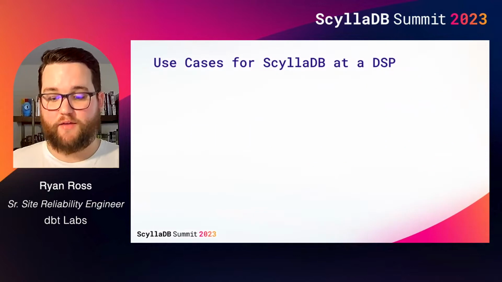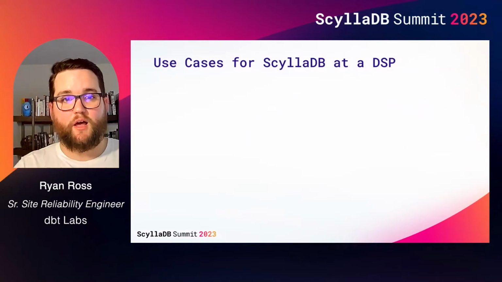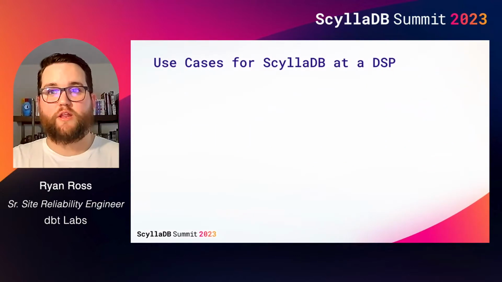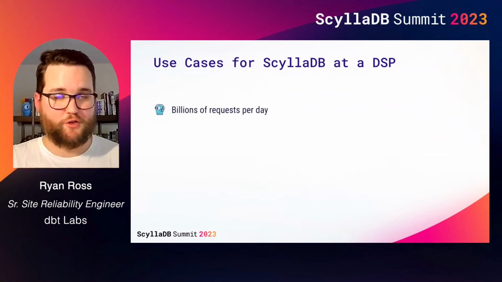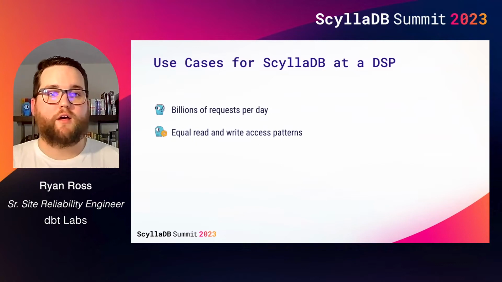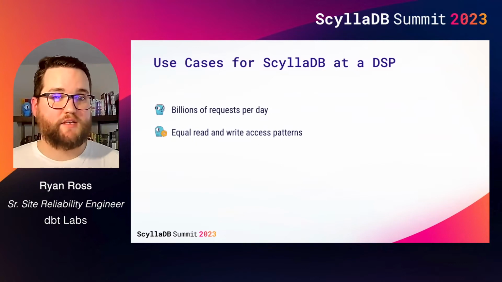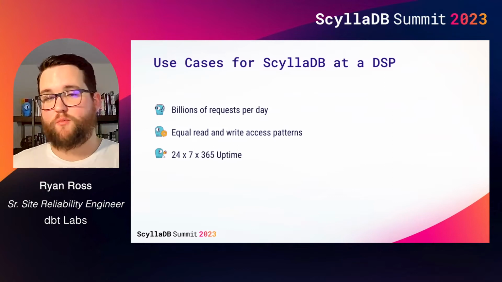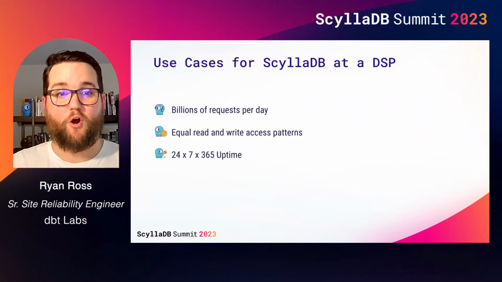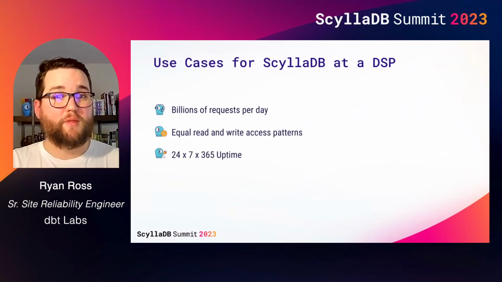displaying of online advertising. So with those use cases, we needed a backend that could scale to billions of requests per day. We're talking about the open web here. We had equal read and write access patterns in accessing our data. We need to be up all the time. People are on the internet all the time. We need to be up all the time. And then we needed millisecond response times.